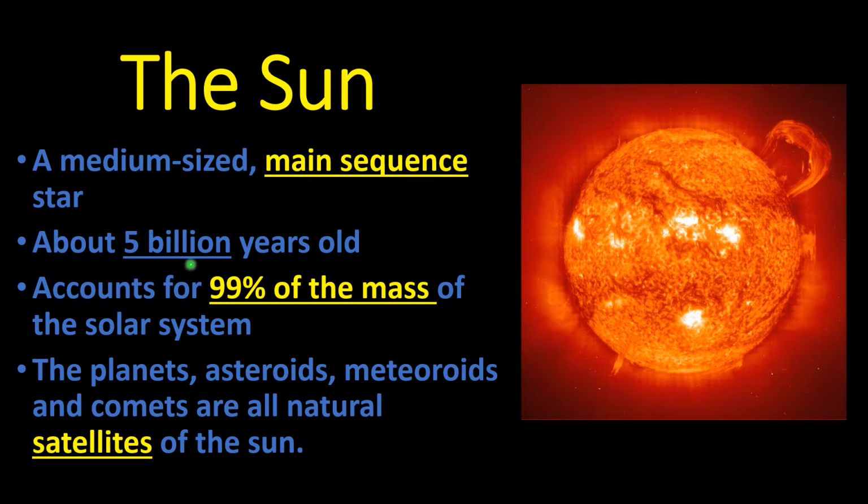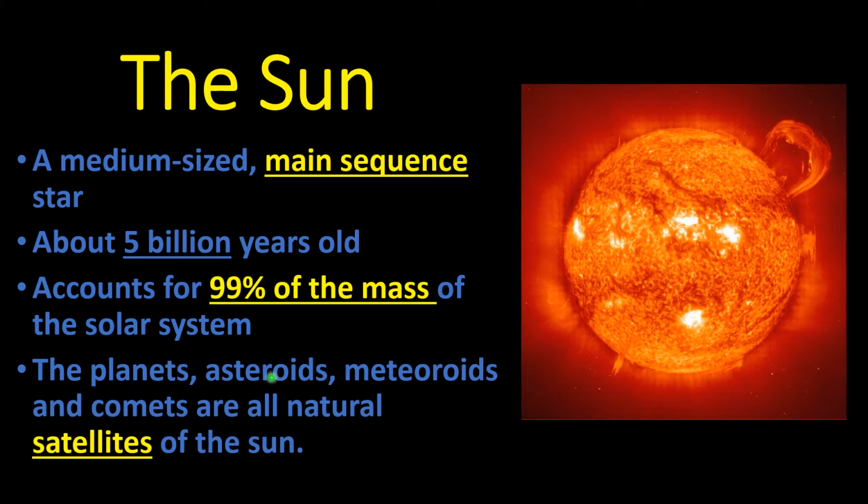We estimate that it's about 5 billion years old, and it probably has about another 5 billion years or so to go before it runs out of hydrogen and starts to convert into a red giant star. So we've got about 5 billion years left here before we have any issues with that. And the sun is the most massive part of our solar system. 99% of the mass of our solar system is contained within the sun.